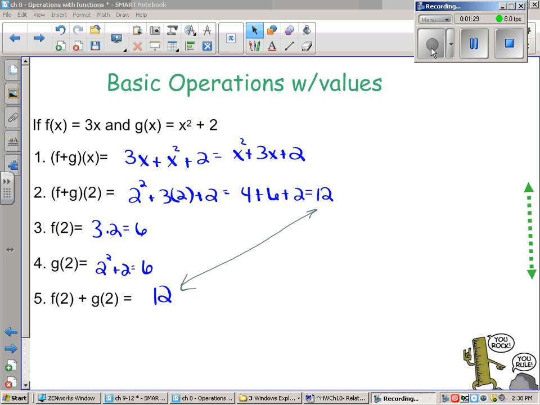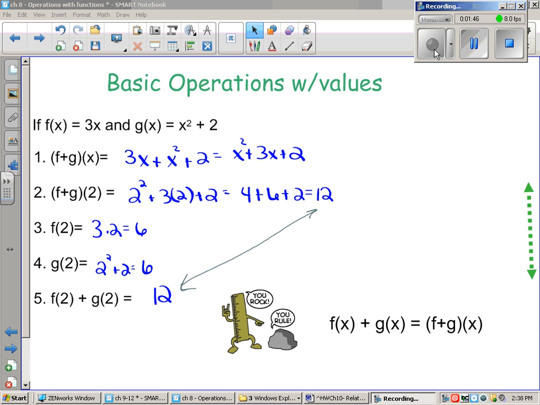In other words, you can choose to do them either way. You can either add the functions first and then plug the number in, or you can plug the number into them individually and then combine those together. Hopefully that basically illustrates the point that you need to be successful at these lovely functions. And of course, again, just to see it as a rule here, f of x plus g of x is the same thing as adding the two functions together and then plugging in the number. And that's as simple as that.